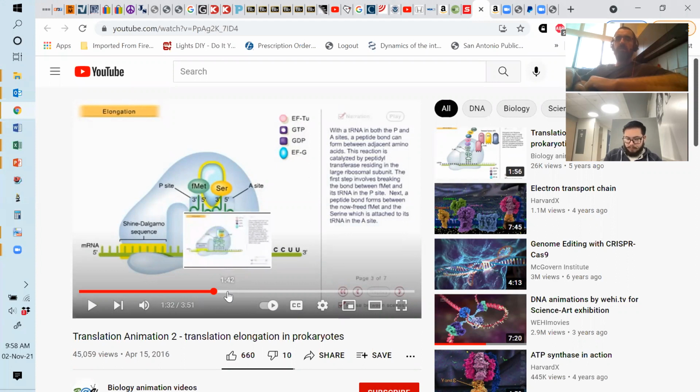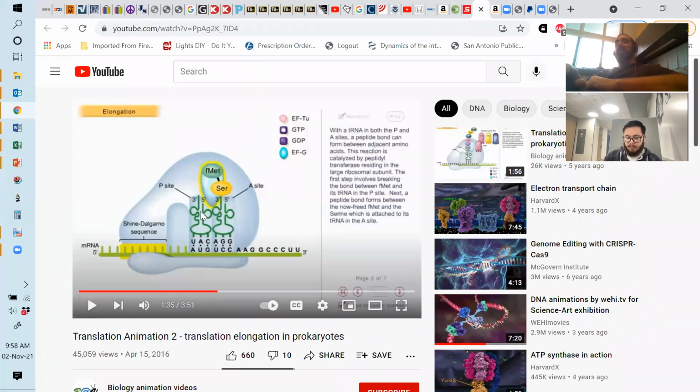Oh, peptidyl transferase, I'm sorry. Okay, so let's go back a wee bit. All right, so it cuts that amino acid off, holds it in the correct conformation, right? And then forms the peptide bond with the serine, which you can now see here. So now we have a discharged tRNA. We have a tRNA in the A site, which has two amino acids attached to it.